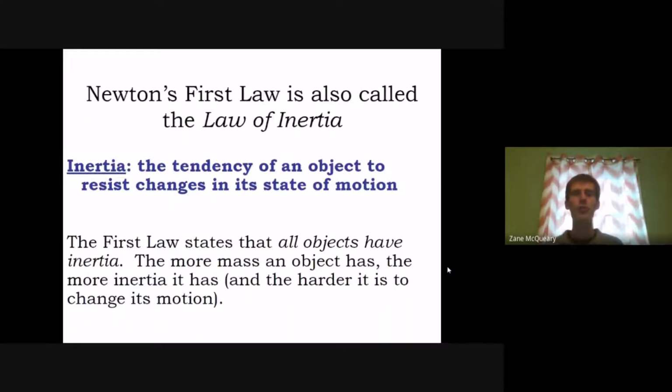Like we said before, Newton's first law can also be called the law of inertia. And inertia is basically the tendency of an object to not change what it's currently doing. So if it's at rest, something that has a lot of inertia is really hard to get moving. Or if something's already moving and it has a lot of inertia, it's very hard to stop it. All objects have inertia because inertia and mass are directly related. The more mass you have, the more inertia. Less mass, less inertia.